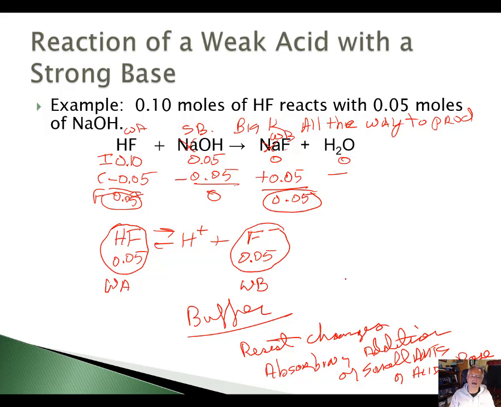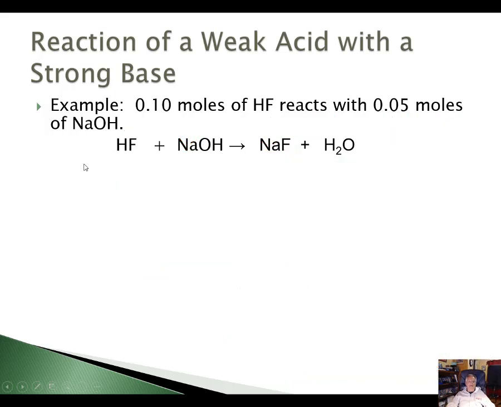How would they do that? Well, the weak base can accept a proton, give us a little bit more weak acid. A weak acid can absorb hydroxide ion, make a little bit of water, and a little bit more fluoride ion. That's a buffer solution, guys. And that's what this whole section is going to be about.